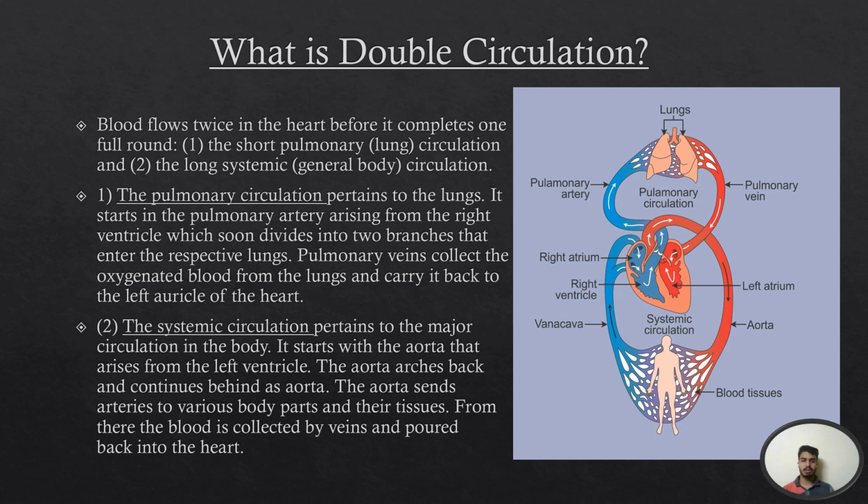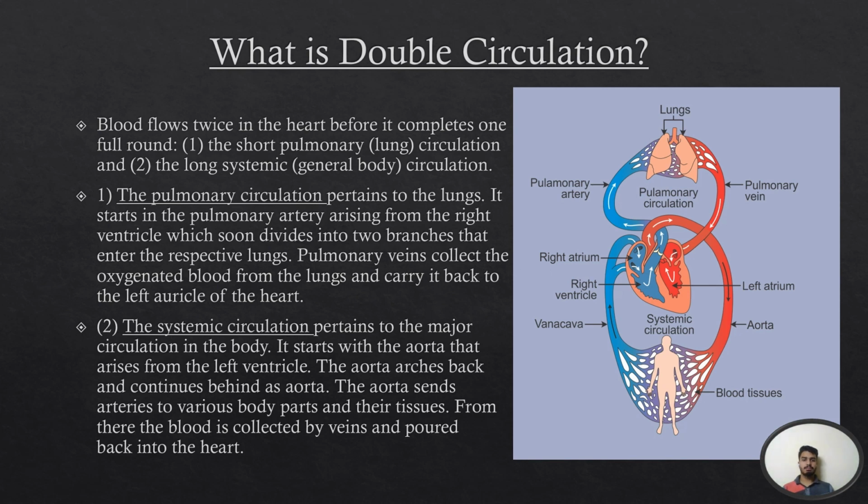What is pulmonary circulation? Pulmonary circulation is nothing but the pumping of the blood from the heart to the lungs for the purpose of oxygenation. That is, when the right auricle receives the deoxygenated blood, it pushes the deoxygenated blood to the right ventricle. The right ventricle pushes the deoxygenated blood to the lungs for the purpose of oxygenation.